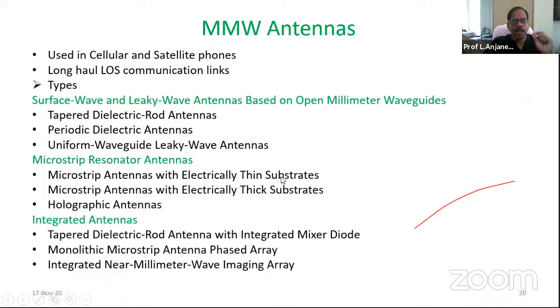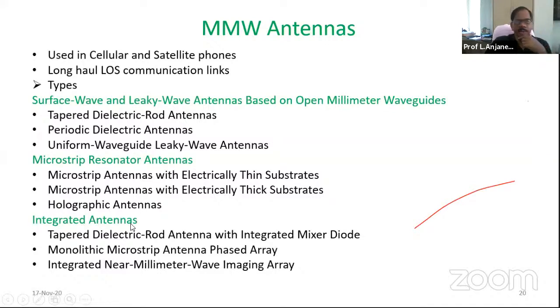It is called electrically thin, not physically thin substrates. It means that the wavelength of the frequency and the substrate thickness are comparable. Electrically thin means the thickness T that I am talking about is much smaller than the wavelength. Similarly, we have microstrip antennas with electrically thick substrates, and also another category called holographic antennas. These are used at millimeter wave frequencies based on microstrip designs.